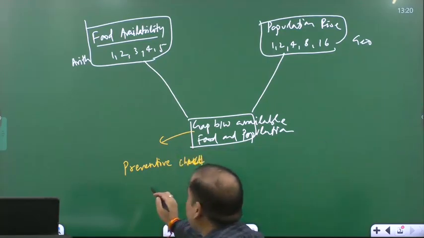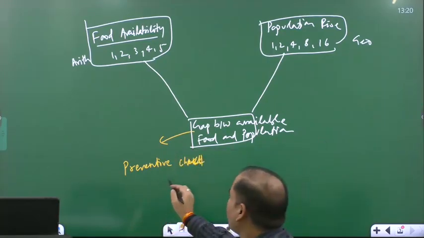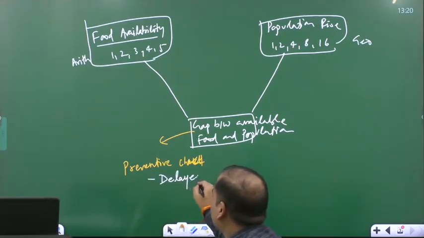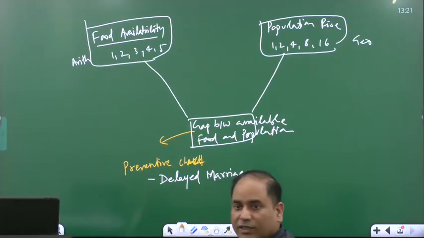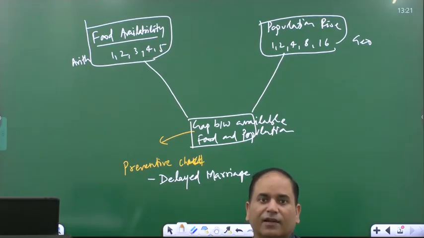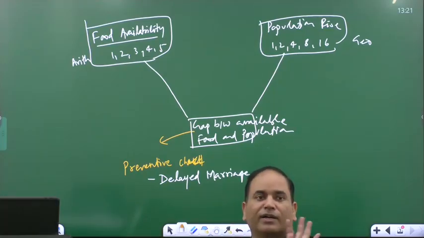Now, what is he referring to in preventive checks? Delayed marriage, which is prevalent till today. I just told you that if your marriage is delayed to 29-30 years, girls and boys are marrying late, so the chances of a large number of babies are already going down.